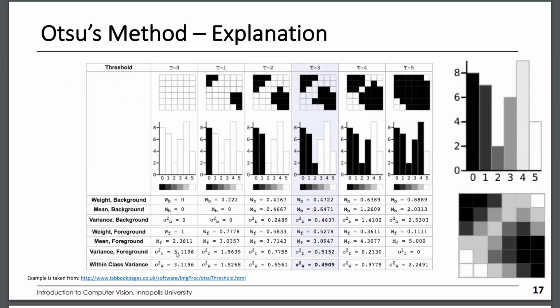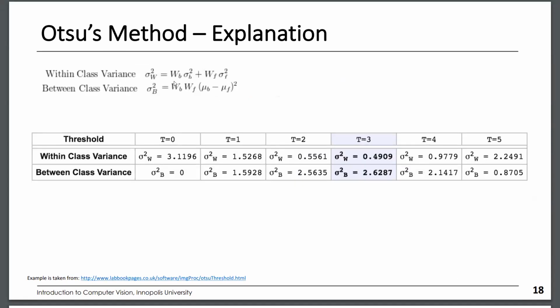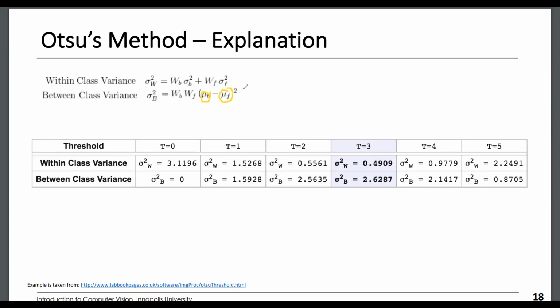And then you have the between class variance. The between class variance is calculated as follows. Mean of the background minus the mean of the foreground, squared. So this is basically their distance. The higher it is, the better. And multiplied by each other's weights. And that's it. So this is basically overall what is happening.